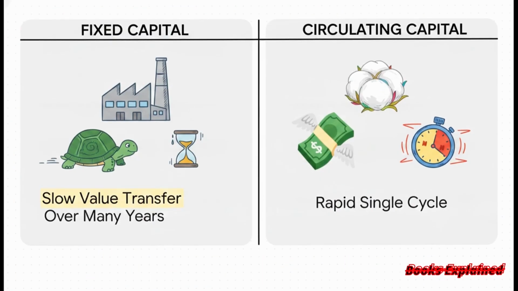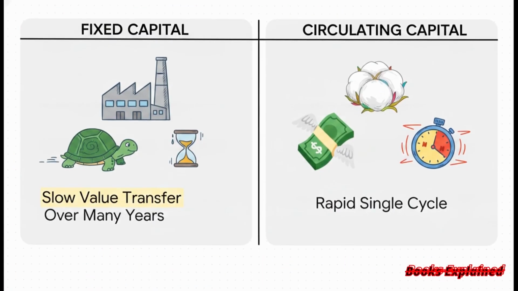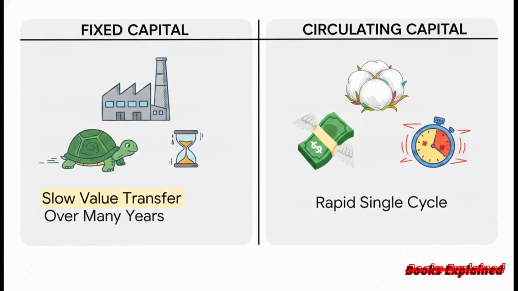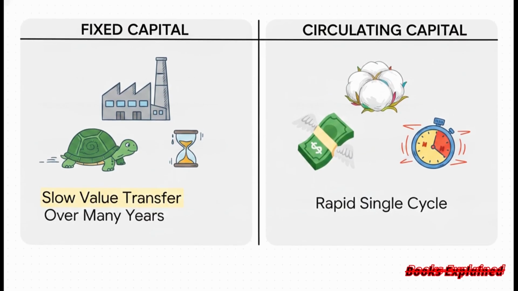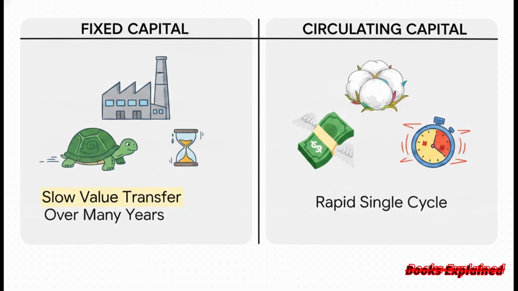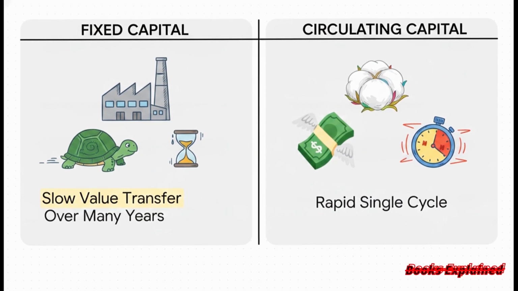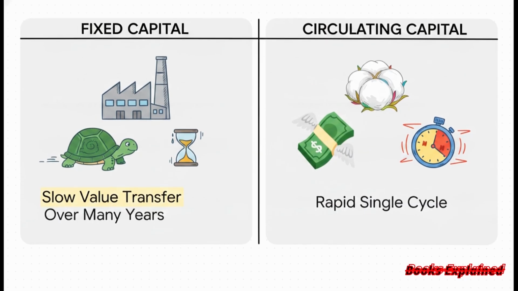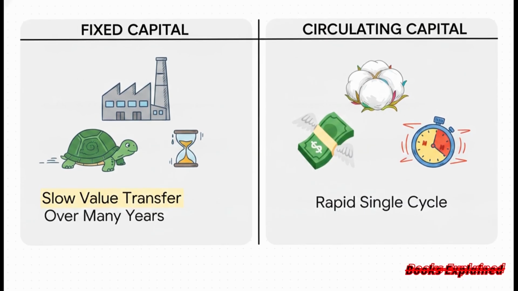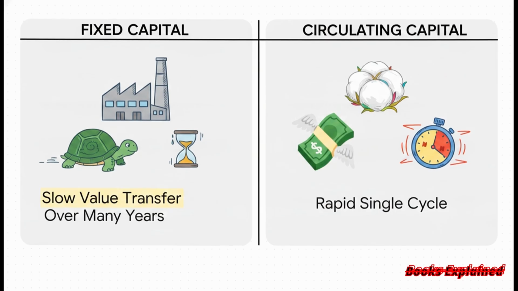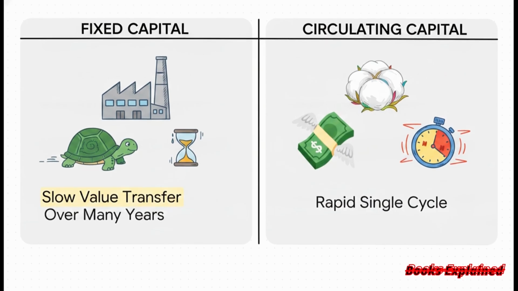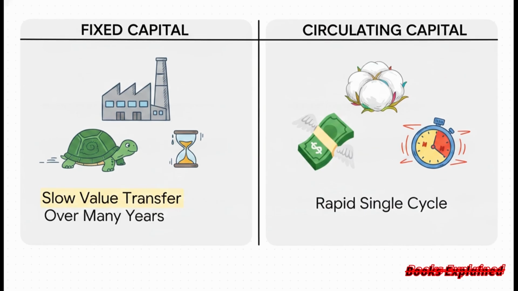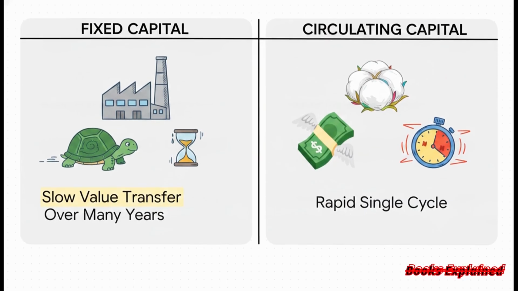And speed is absolutely everything in this circuit. Notice the difference in turnover time here. On one side, you have fixed capital. This is your massive factory or your heavy machinery. It transfers its value into the final products very slowly, fraction by fraction, over many, many years. On the other side, you have circulating capital, like raw materials and wages, which transfer their value completely in a single production cycle. The faster a capitalist can turn over that circulating capital, the more frequently they can extract and realize surplus value over the course of an entire year.